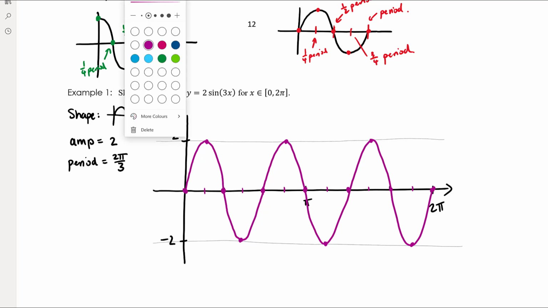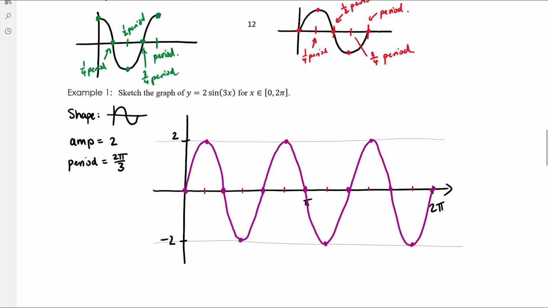Then we're going to label our key points. I'm just going to reduce my pen size. Things will get a bit crowded here. And again, it's just about counting. Remember, 1 pi on 6, 2 pi on 6, 3 pi on 6, 4 pi on 6, and simplifying your fractions as you go. So my first turning point is at pi on 6, 2. My first x-intercept is at 2 pi on 6, which is pi on 3.